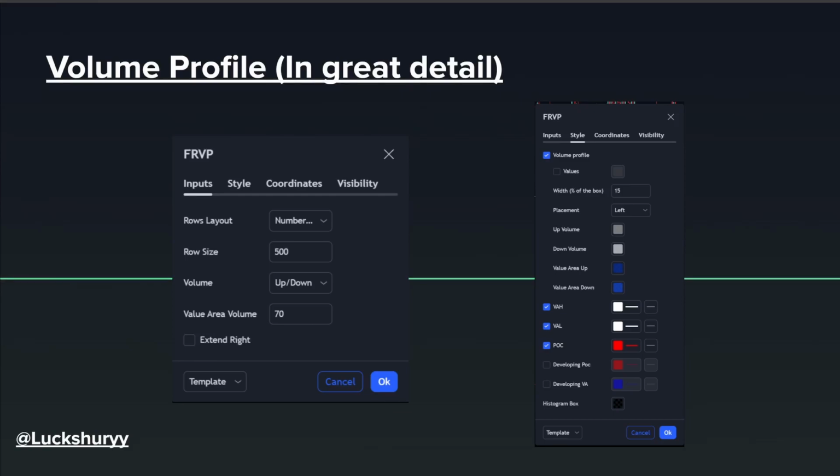The volume profile tool, otherwise known as the FRVP, fixed range volume profile within TradingView. Let's get into it. So here are my settings for it. Here on the left hand side, you can see the inputs and the style as well. I've added all that in there so you can see exactly what I'm using.